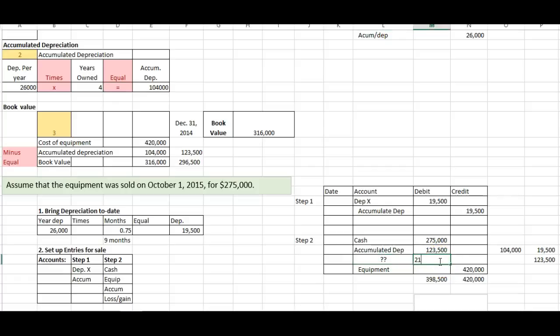The difference is $21,500. Now this, since it's a debit, is going to be a loss. They've lost $21,500 on the sale of this asset. Very well could have been a gain if they'd have sold it for $300,000. They would have had a gain then of $3,500. So this becomes a debit here for a loss, or a credit here for a gain on the sale of an item.